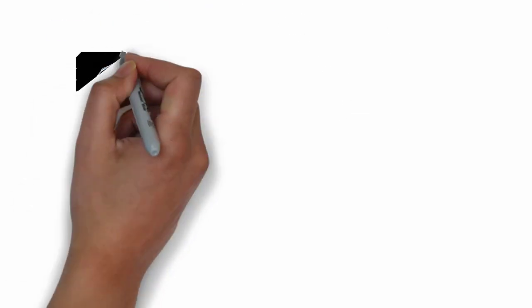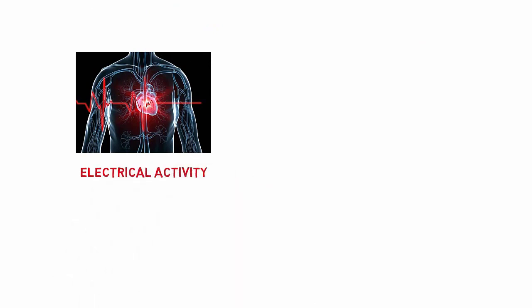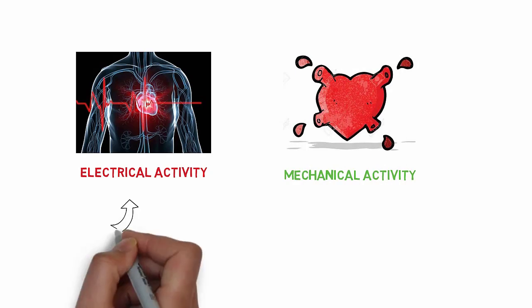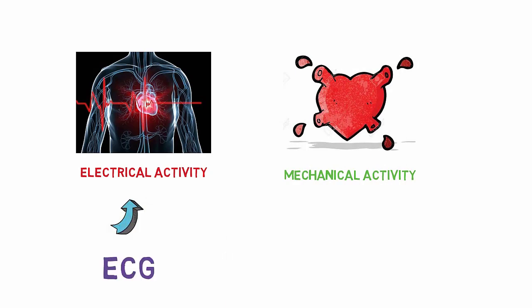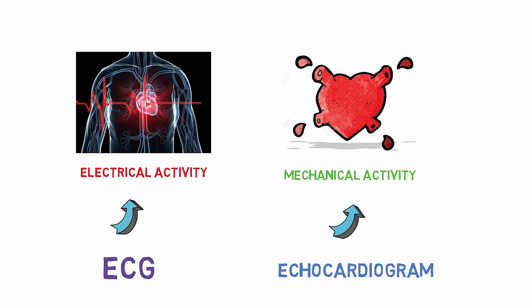Mainly there are two major activities happening in the heart. Number 1, electrical activity, and number 2, mechanical activity. ECG is used to analyze the electrical activity of the heart, and echocardiography is used to evaluate the mechanical activity of the heart. Before we move to details, let us learn few fundamental concepts.